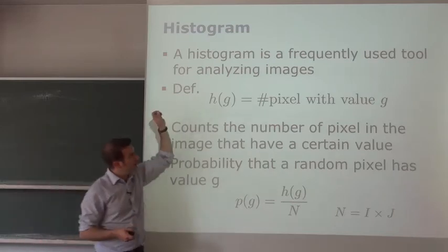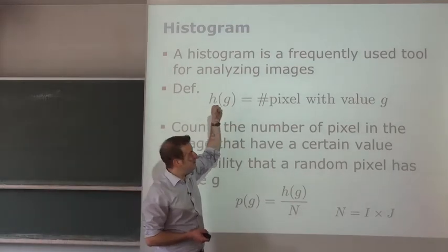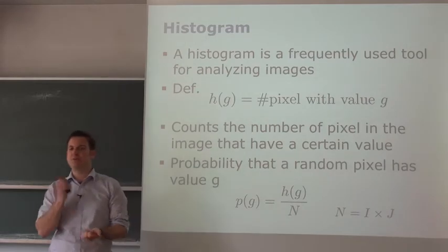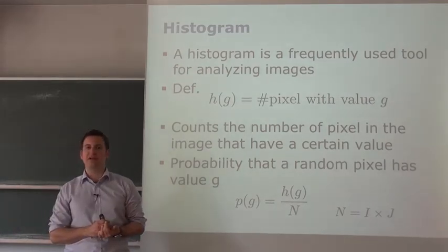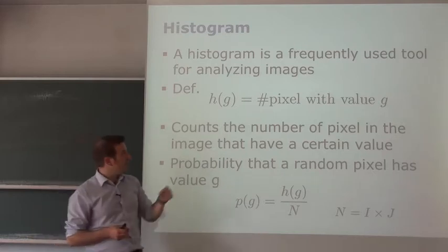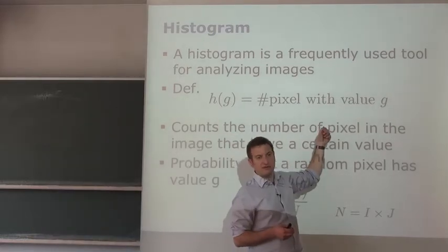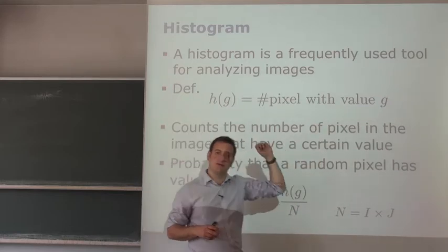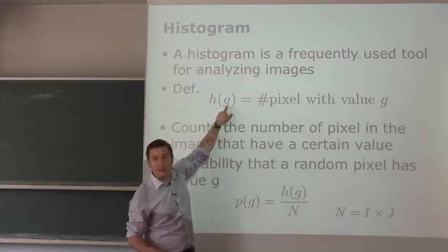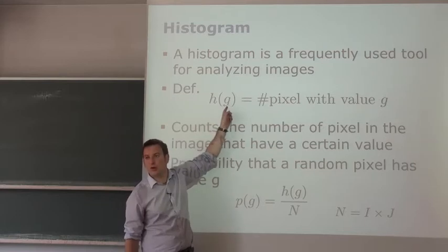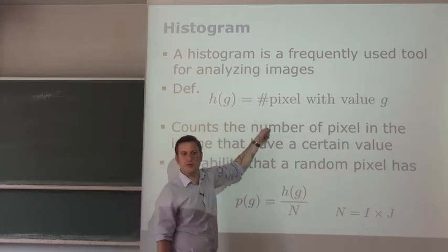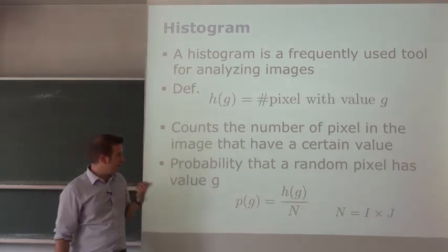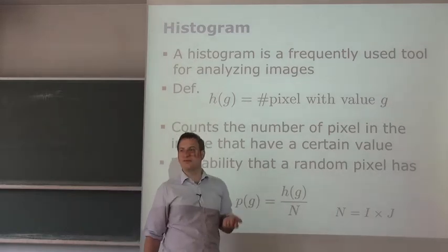Okay, so the histogram h(g) of my grayscale image is defined as the number of pixels that take the value g. And I vary g from 0 to the maximum possible intensity value, typically 255. So I have 256 count values, which tell me, h0 is the number of times I have an intensity value of 0, h1 is the number of times I have an intensity value of 1, and so on. And this is the histogram. It counts the number of pixels in that image that take a certain value g.